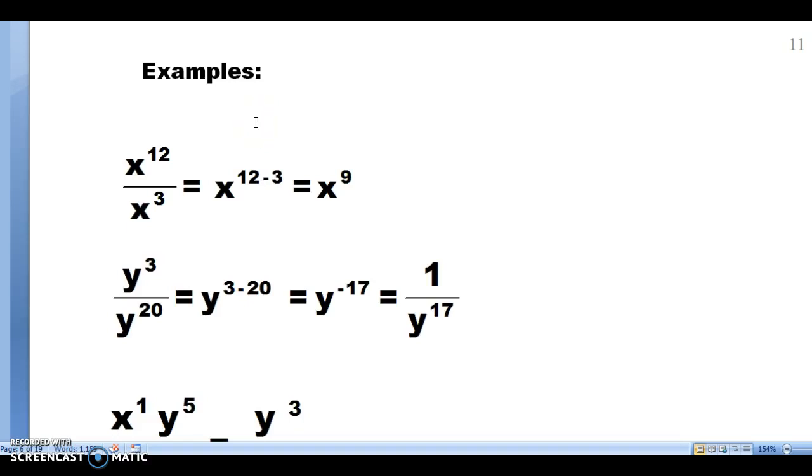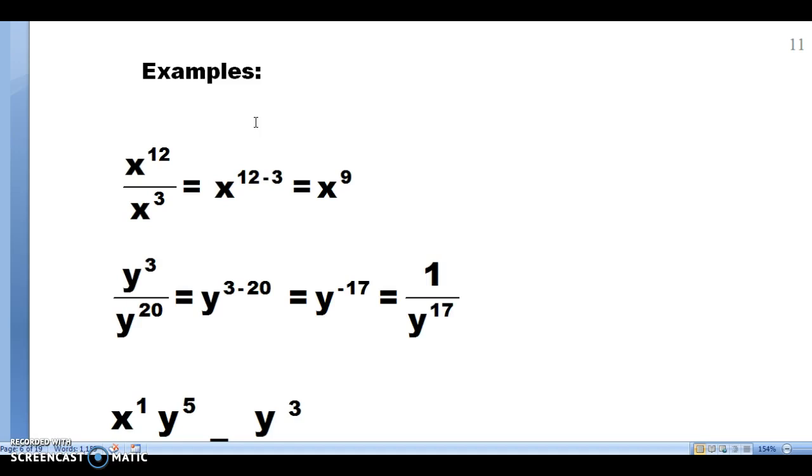We're going to continue on page 11 of your lecture notes with some more examples. The first one is x to the 12th divided by x to the 3rd. We're going to subtract the exponent on the bottom from the one on top, so it's going to be x to the power of 12 minus 3, or x to the power of 9.